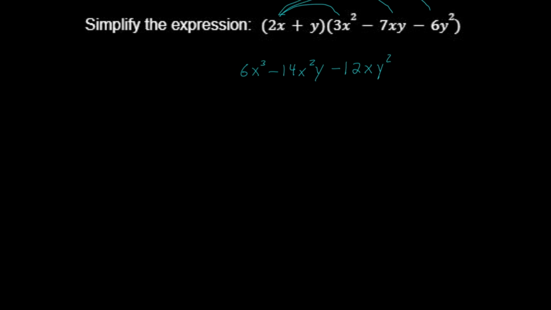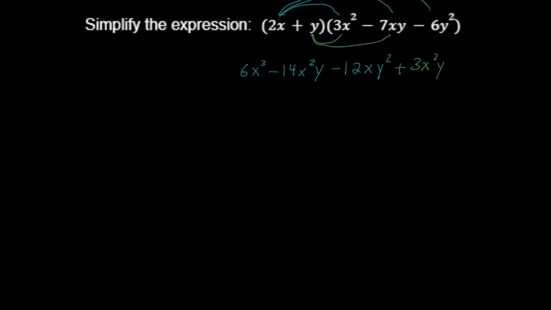Now we're going to go back through with the second term of the binomial, y times 3x squared. Really nothing's going to change. We're just going to combine them here to get 3x squared y. By the way, it does not matter the order you write the variables in. I usually write them in alphabetical order.